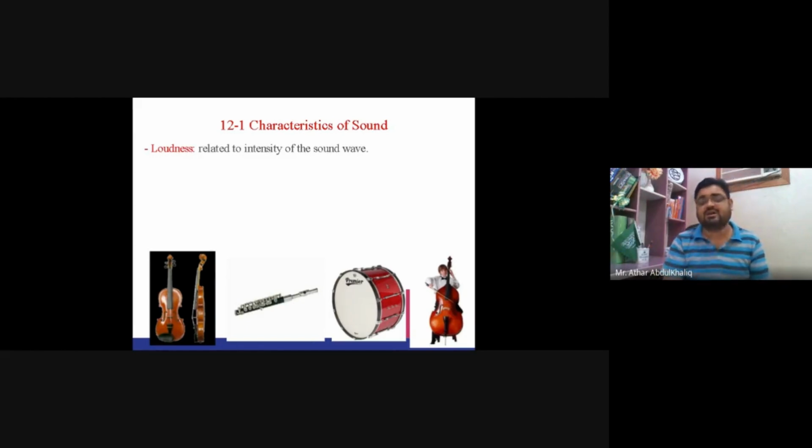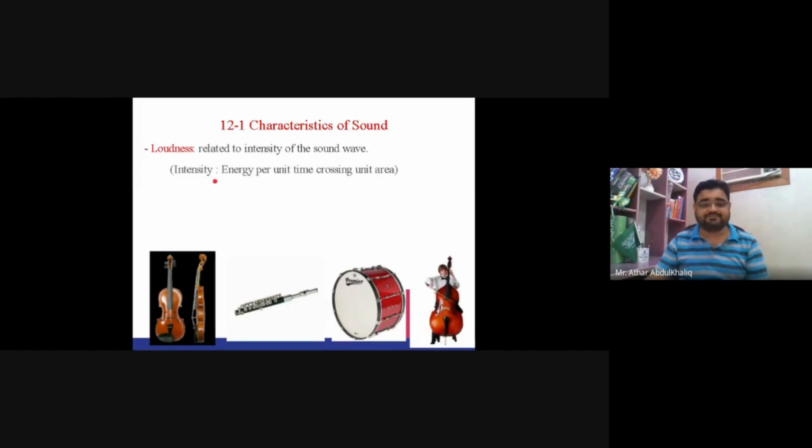And there is one more thing that also affects the loudness of the sound, that is the amplitude of vibration. If something is vibrating with more amplitude, it will be a louder sound, because energy per unit area will increase. So when energy per unit area increases, it means intensity increases, either because of the crowding of the waves or because of the amplitude of vibration. So whenever the intensity of the sound increases, we can say the sound is louder. So here it is related to the intensity of the sound.